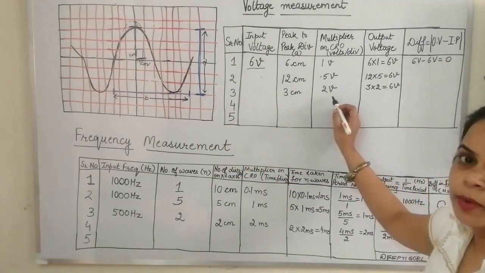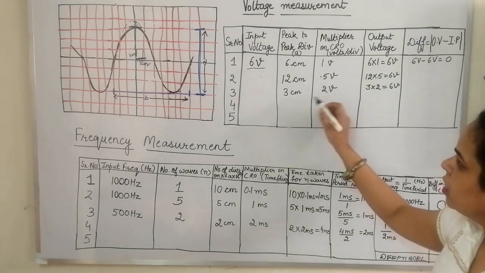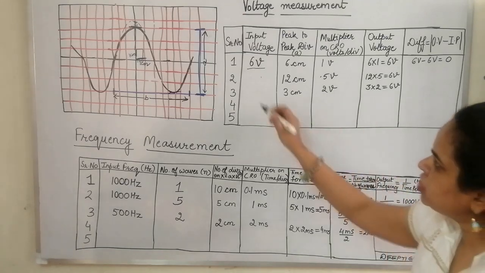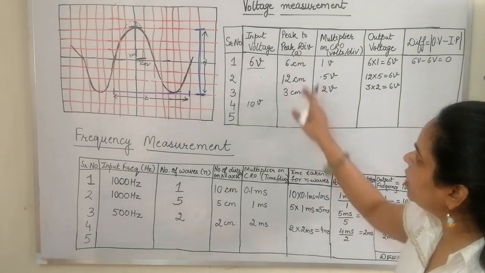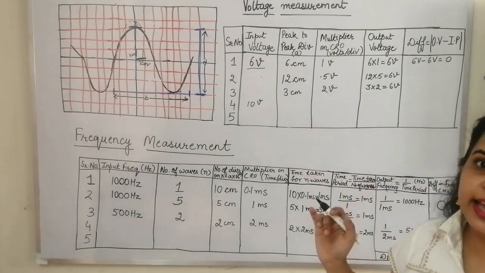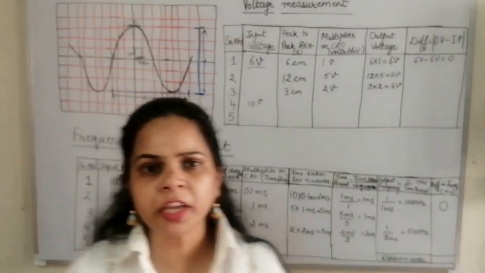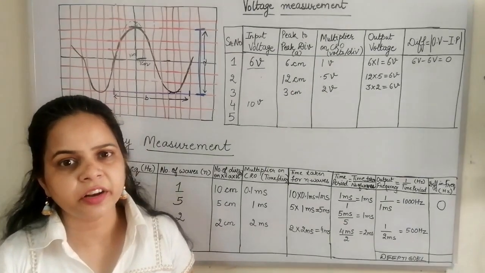So accordingly, if I reduce the magnification from 6 blocks to 3 blocks, then I will see that the multiplier on the CRO will be now 2 volts. So 3 into 2 is again 6 volts. When I change the input value to 10 volt, then only the peak to peak voltage will change and the multiplier will be accordingly set. So to change the input value of the voltage, we have to change the value of the voltage from the source, that is the function generator.